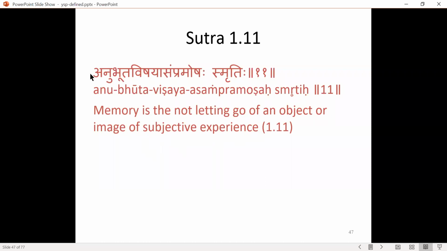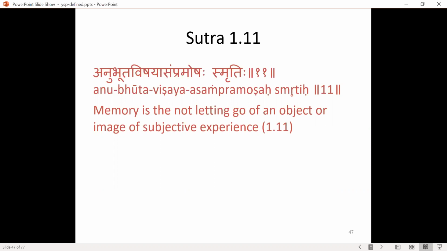Basically, anubhuta means experienced. Anything that is experienced is called anubhuta. Anubhava is experience. Anubhuta is what has been experienced already. Vishaya is the subject. So whatever you have experienced, anything that you have experienced. Asampramosha, it's a long word and has several prefixes. Comes from mush. Mush actually means to steal or lose something. But when you combine the whole word, it basically means not letting go of something. It's holding on to something, not losing it.